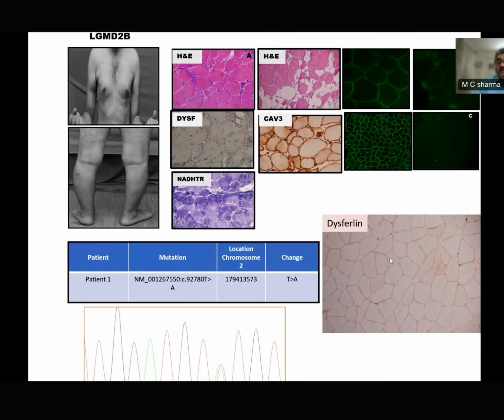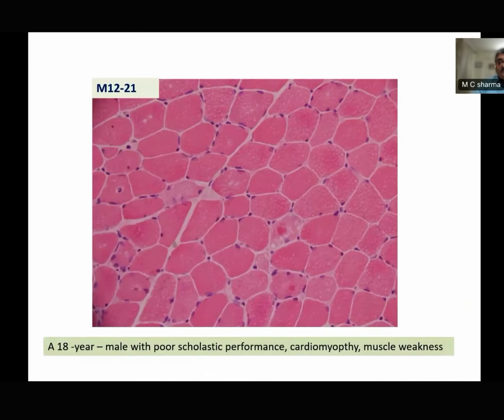And for example, here dysferlin is reduced. So I'm not very sure whether this is actually reduced or a secondary reduction, but this case is showing some mutations. When we did the immunofluorescence, these fibers are negative. So this is another example where the immunohistochemistry, immunofluorescence, and sequencing all contribute to the confirmation of the diagnosis. This is another example where multiple techniques may be helpful.